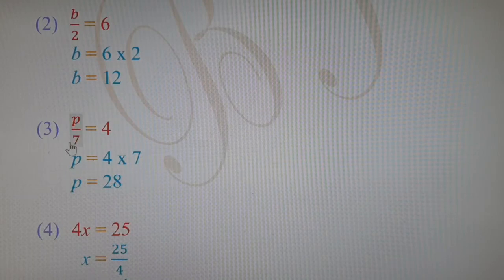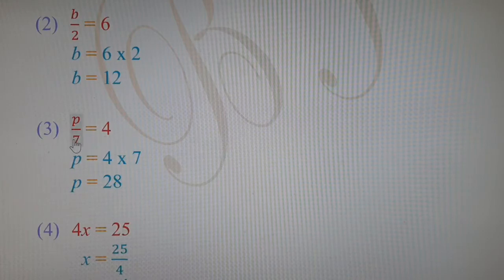So here divide 7, or upon 7, has to be transferred from left hand side to the right hand side, and divide 7 will become multiply 7 when it is moved from the left hand side to the right hand side when we are using the transpose rule. In the transpose rule, we use the opposite rule. So divide 7 will become multiply 7, and 7 is in the denominator. So when it is transferred from left hand side to right hand side, 7 will go in the numerator.